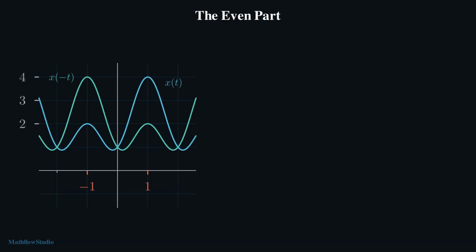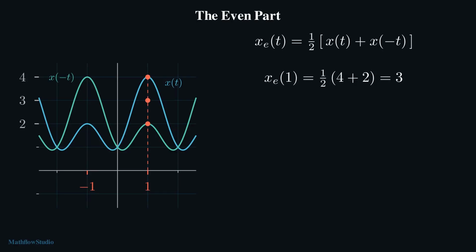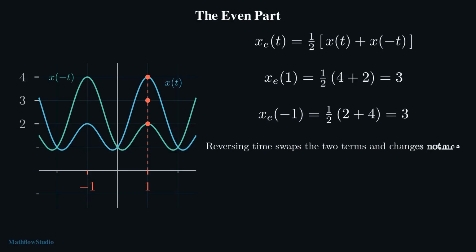The even part is the average of a signal and its reversal, and both of those are already drawn. At the instant 1, the two values are 4 and 2, and their average is 3. At the reversed instant, the same two numbers arrive in the other order, and the average is 3 again.